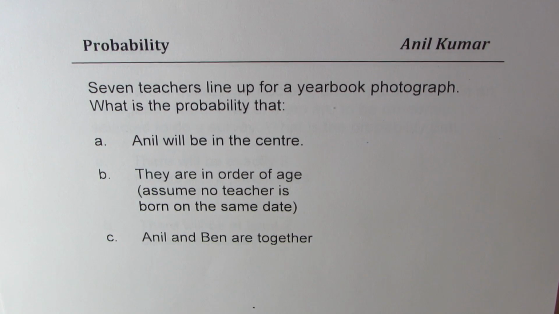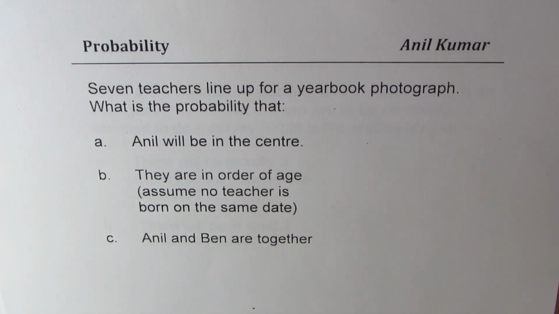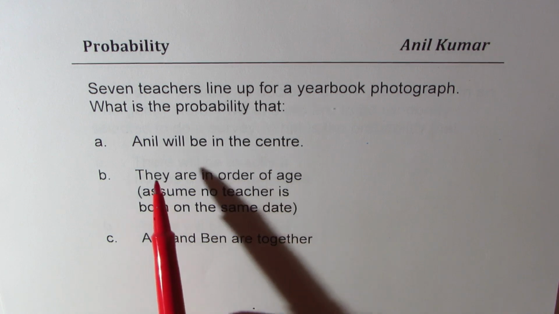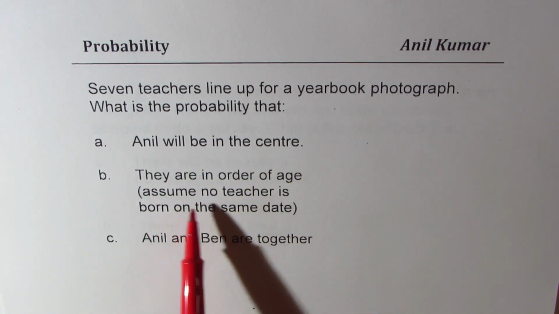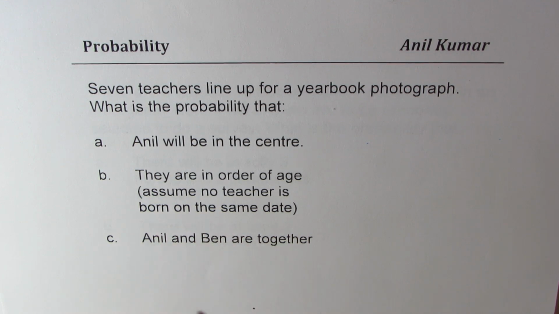Now we have three examples where we are going to use counting principles. The question here is, 7 teachers line up for a yearbook photograph. What is the probability that Anil will be in the center? They are in order of age. Assume no teacher is born on the same date. Anil and Ben are together.